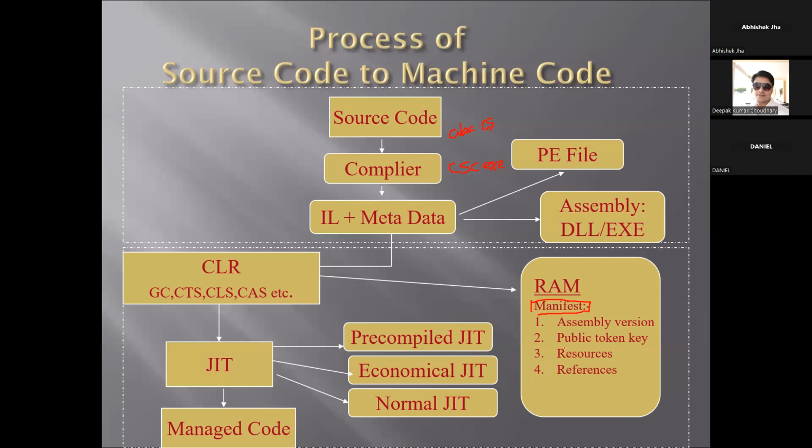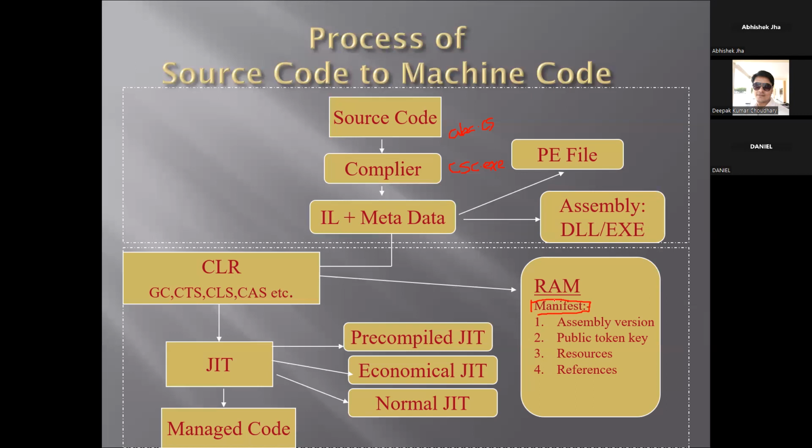The manifest has the assembly version. Assembly version is nothing but the file version or program version. So if you are using .NET 4.5, that means your assembly version is 4.5. If you're using .NET 7, that assembly version is 7. So that is the assembly version the manifest file has, so that RAM will be aware, okay, now this program runs on .NET 7.